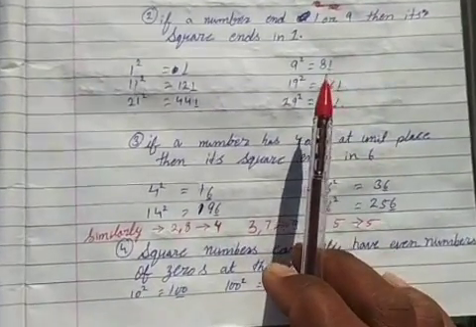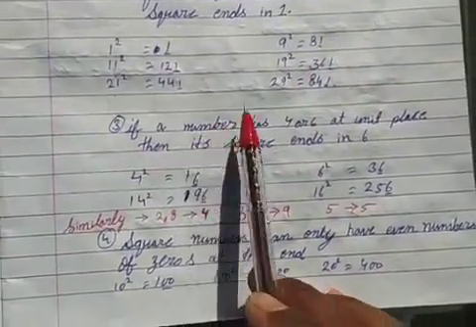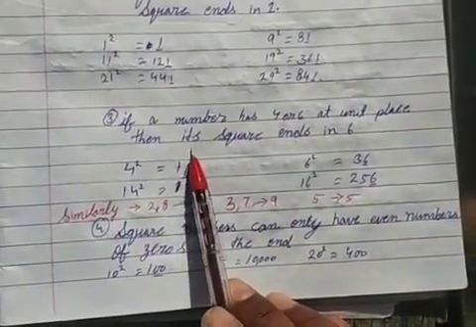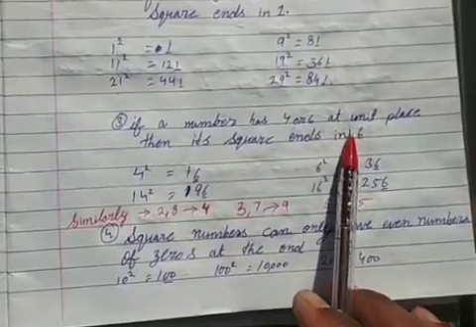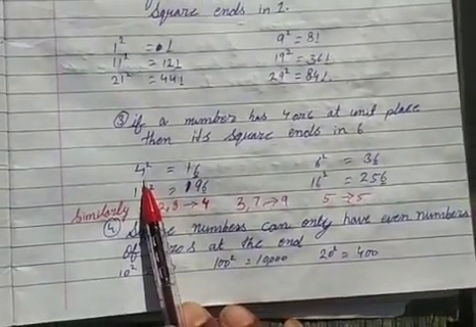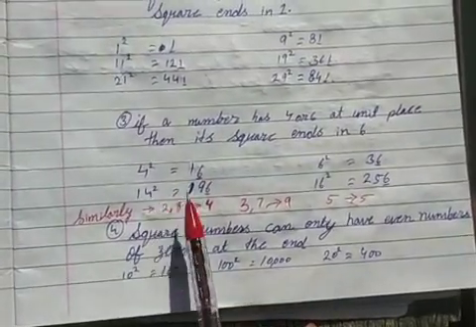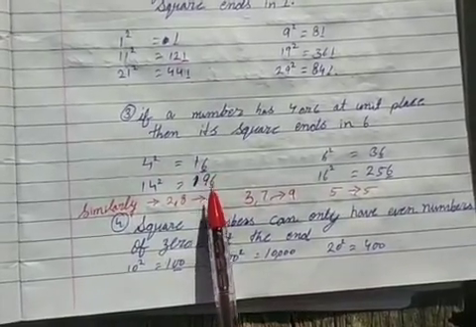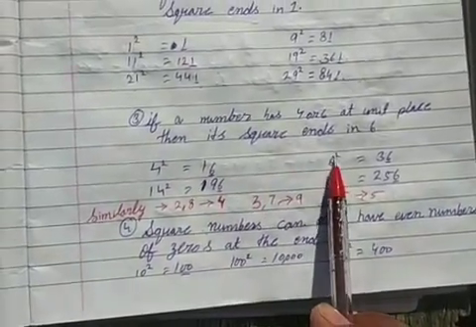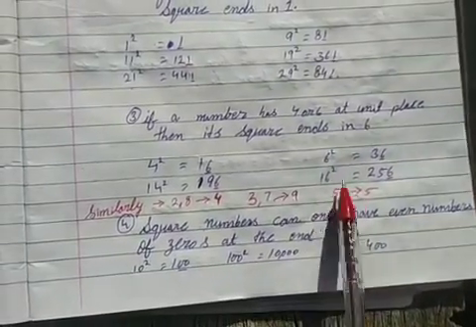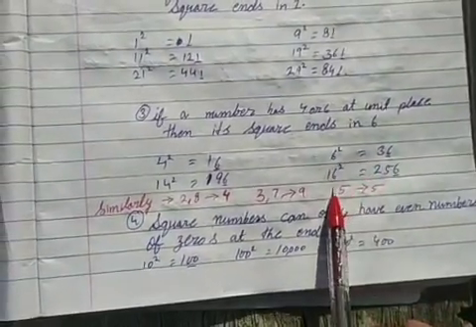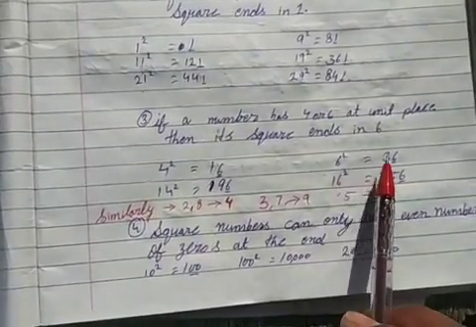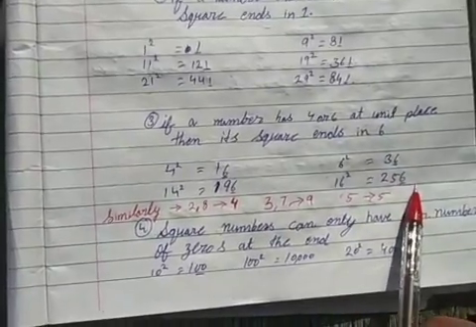Similarly, third property: if a number has 4 or 6 at the unit place, then its square ends in 6. See here, 4 square is 16, 14 square is 196. So if the unit digit is 4, then the square always ends with 6. Similarly, 6 square is 36, 16 square is 256. So if the unit digit is 6, then the square always ends with 6.